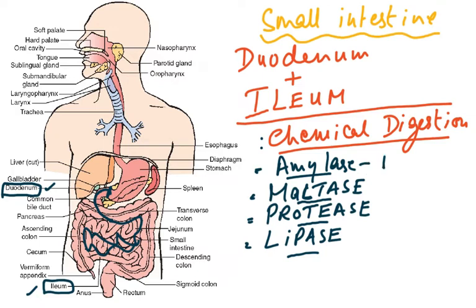The amylase comes from the pancreas. The maltase is produced by the cells of the small intestine. The protease also comes from the pancreas, and the lipase also comes from the pancreas. So in the pancreatic juice we have the amylase, the protease, and the lipase, but the maltase is present in the cells lining the small intestine.